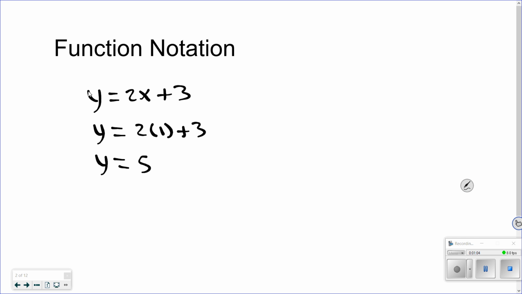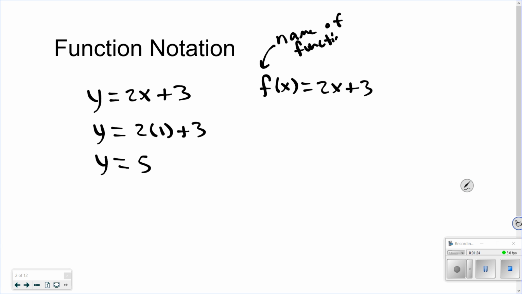Well, function notation is just a way of writing a function, and what it does is instead of putting y equals, we do what's called f of x. So it looks like this. So the f is just the name of the function. And it actually doesn't have to be f. A lot of times you'll see a g of x or an h of x, or it really could be any letter, but the f just represents the name of the function. The x in the parentheses represents what you're plugging in. So it's what you're plugging into the function.